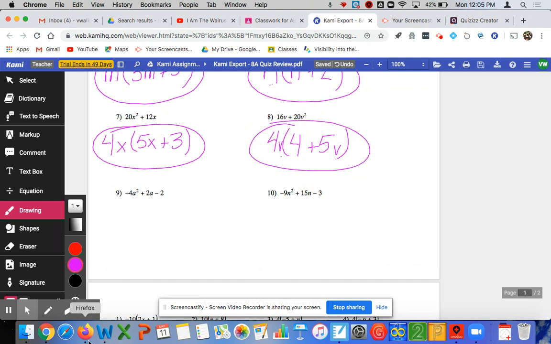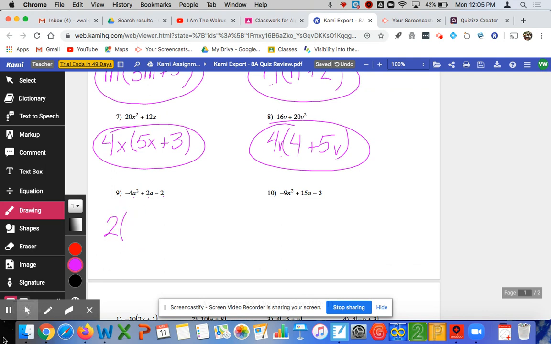Now, number 9 and number 10. Here we have 3 terms, but we're only going to factor out a number. Why just a number? Because if you look at each of those terms, do all of them have an a? The answer is no. This one and this one have an a, but not that guy, not that 2. So we're just going to factor out the largest number out of all 3 of them. And you'll see that it's actually just plain old 2.